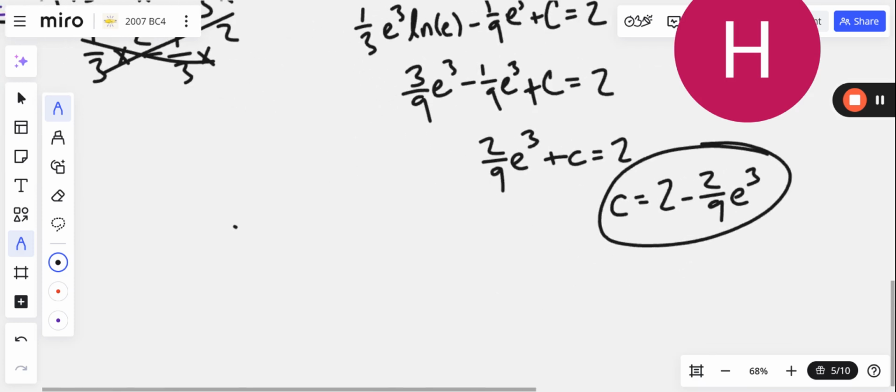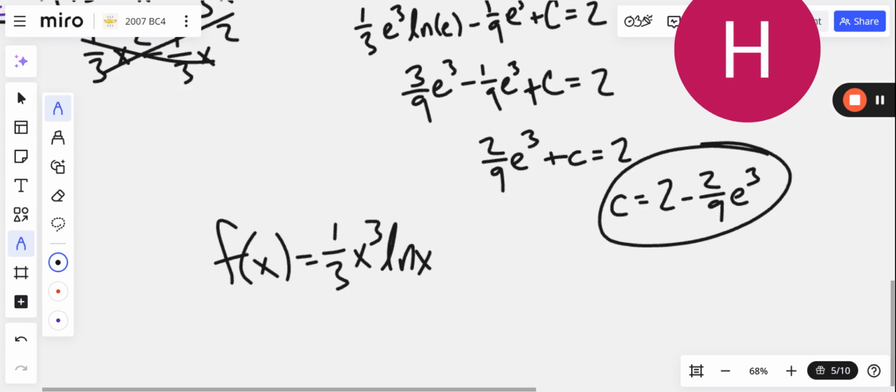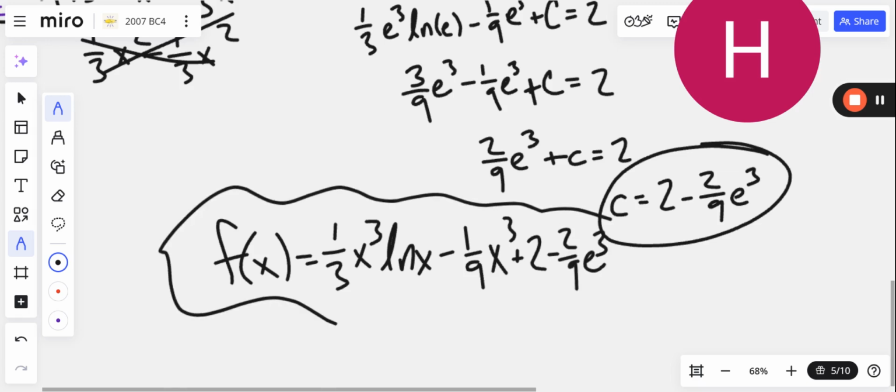And now we can write out the full function as just f of x is 1/3 x cubed ln x minus 1/9 x cubed plus 2 minus 2/9 e cubed. That is our final answer for the function.